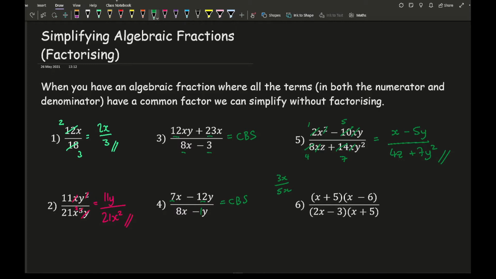But again, this is similar fashion. So what you want to do here is that basically I can cancel out common brackets. So if there is a common bracket on the top and the bottom, I can cancel it down. So I can cancel this x plus 5 with this x plus 5, leaving me with just x minus 6 over 2x minus 3.